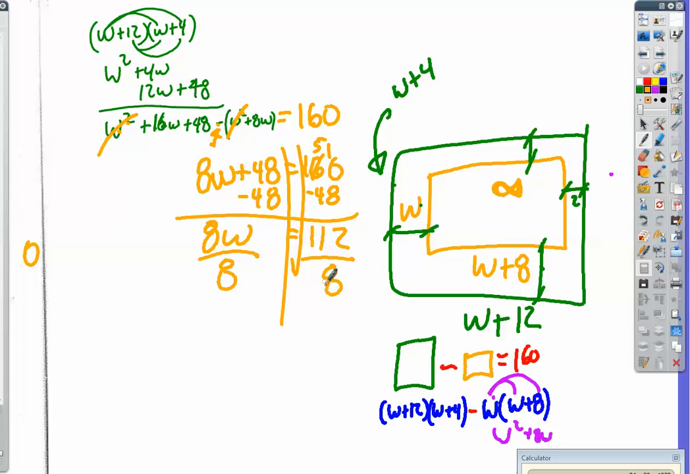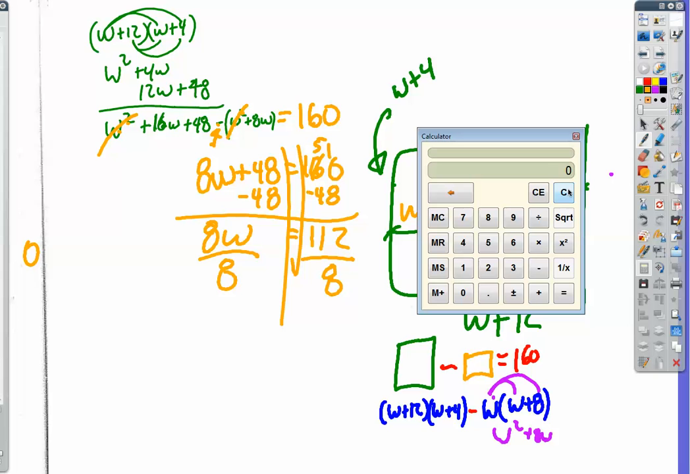And so I pull up my calculator. So the width is now 112 divided by 8. We're hoping that it's a whole number. Yeah, 14, look at that. So my width is equal to 14.